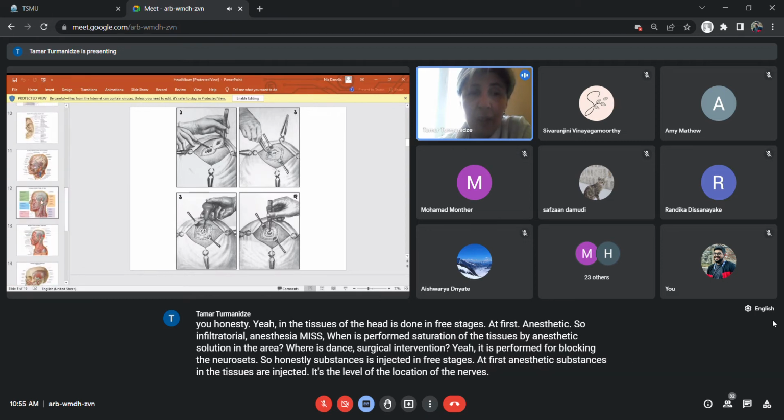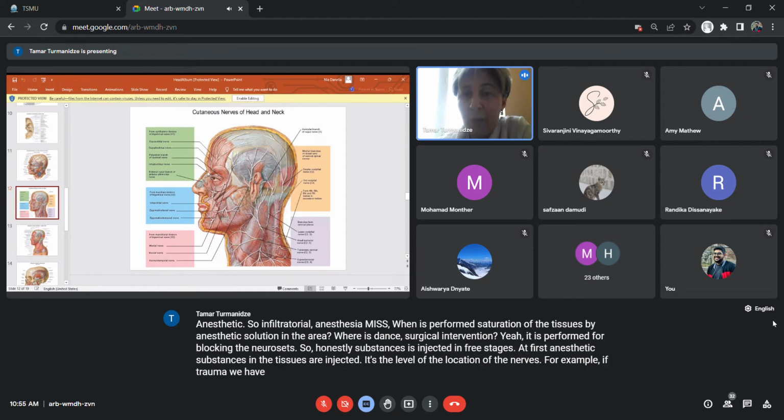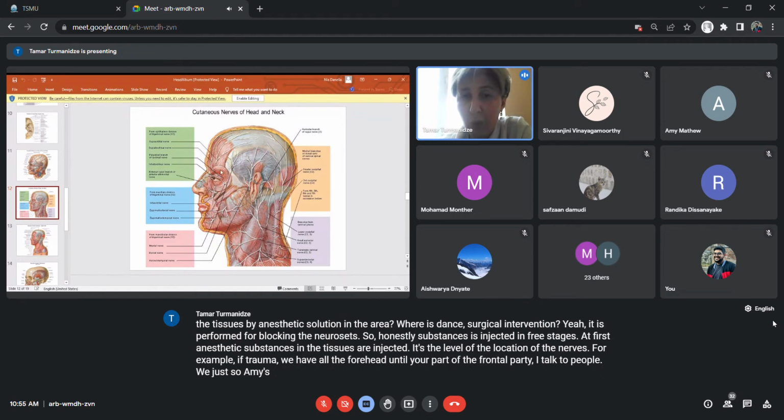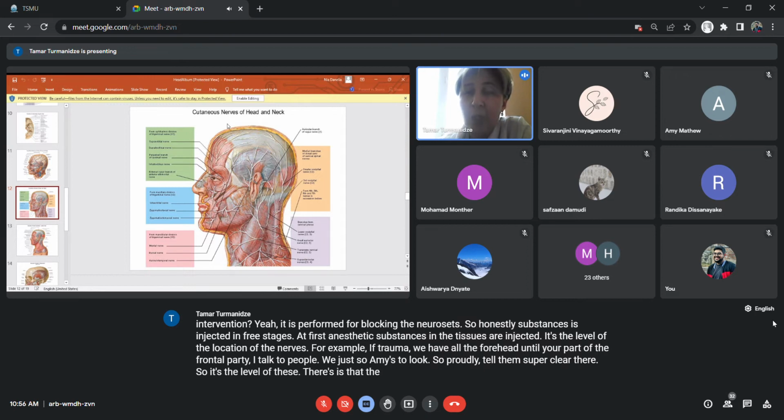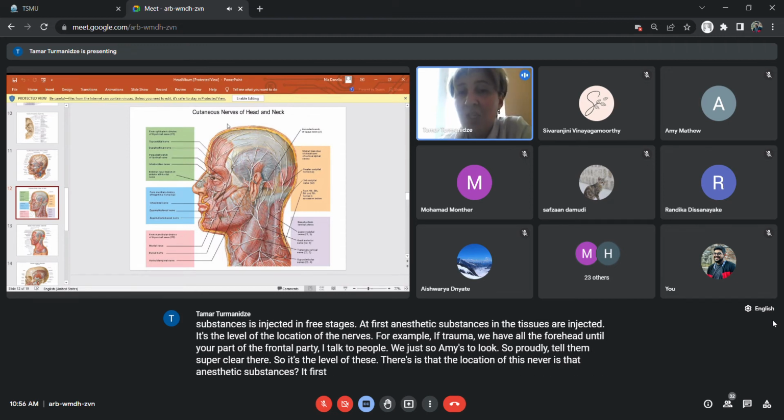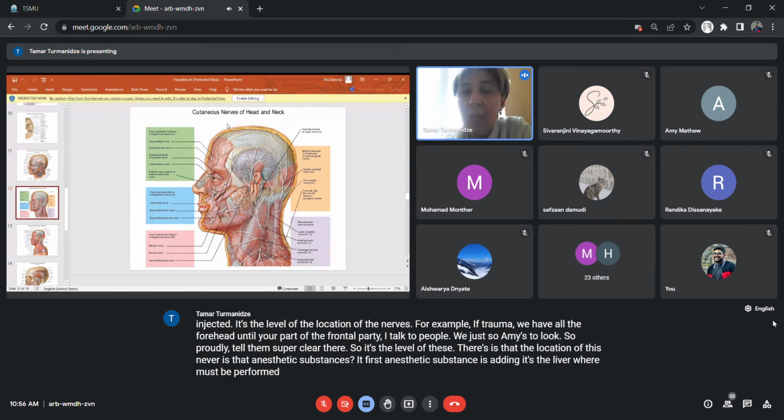For example, if we have trauma on the forehead, the anterior part of the frontoparieto-occipital region, the aim is to block the supraorbital and supratrochlear nerves. So anesthetic substances are injected at the level of the location of these nerves. At the next step, anesthetic substances are injected at the level where the incision must be performed.